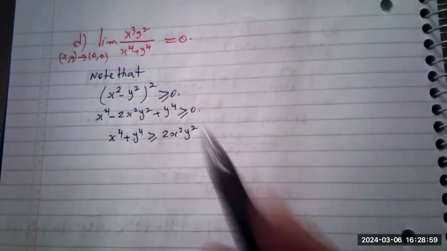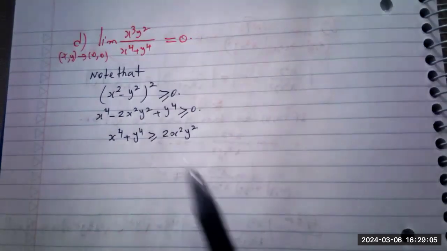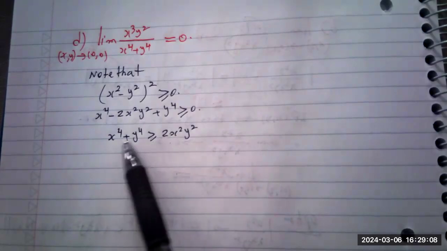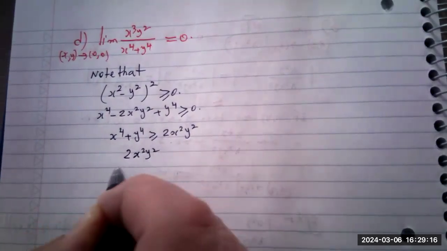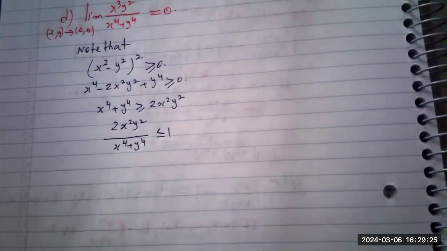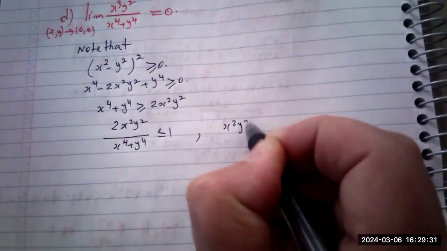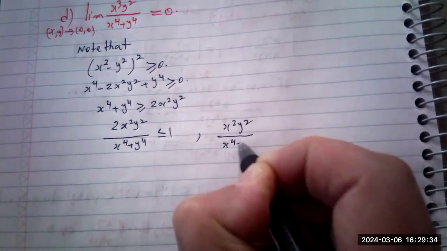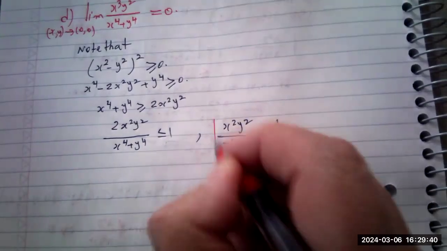Look at what you have here. I have y squared, x to the fourth plus y to the fourth. So I'm going to divide this by x to the fourth plus y to the fourth to estimate it. That gives me 2x squared y squared divided by x to the fourth plus y to the fourth is less than or equal to 1. And if you don't like this 2, divide by 2. That gives you x squared y squared over x to the fourth plus y to the fourth is less than or equal to a half. So that's the estimate that we're going to use this time.